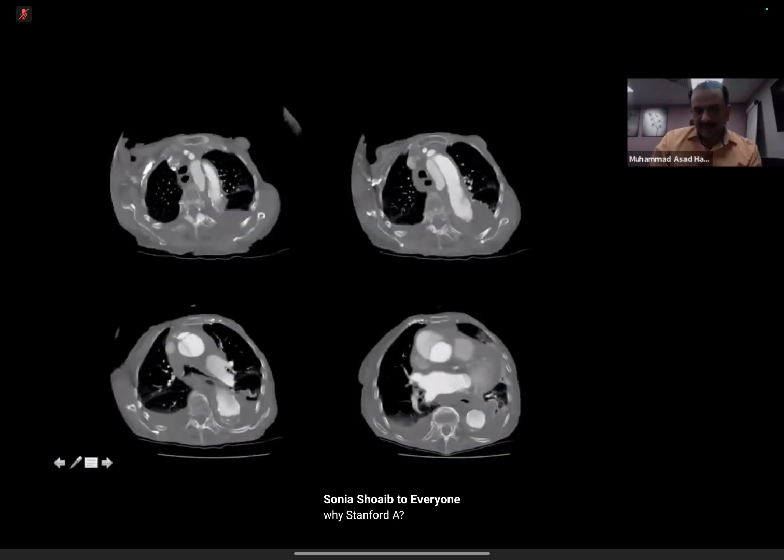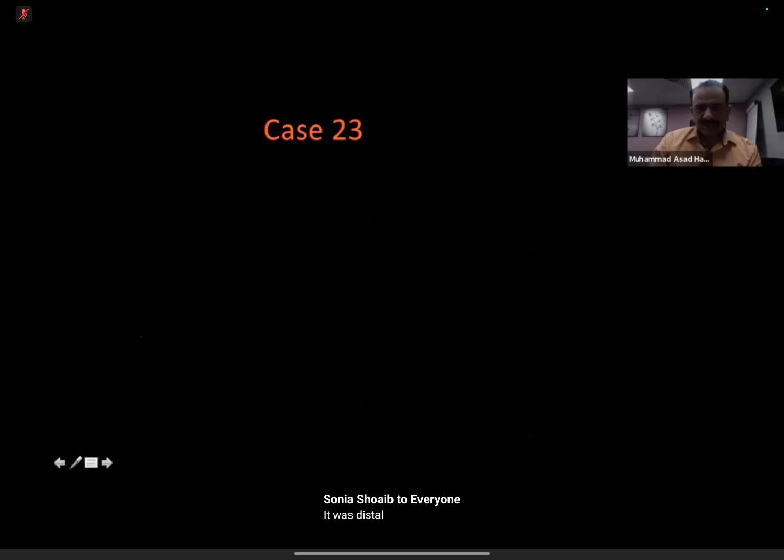Okay, this is the CT which was performed at the time of the chest X-ray, showing that it is ruptured. This led, unfortunately, to the death of the patient. Okay.